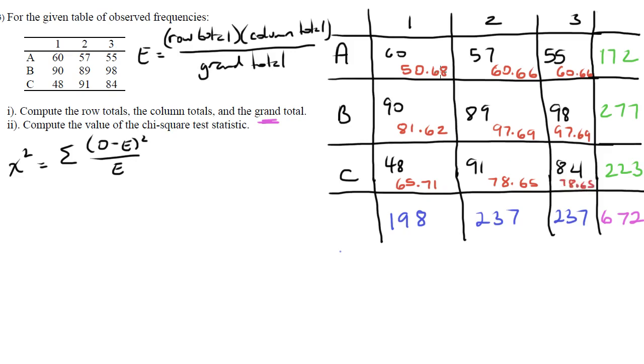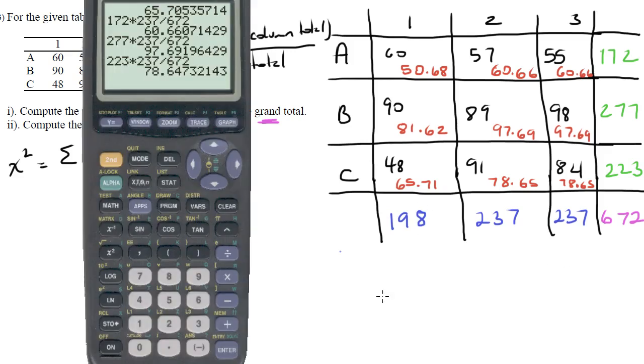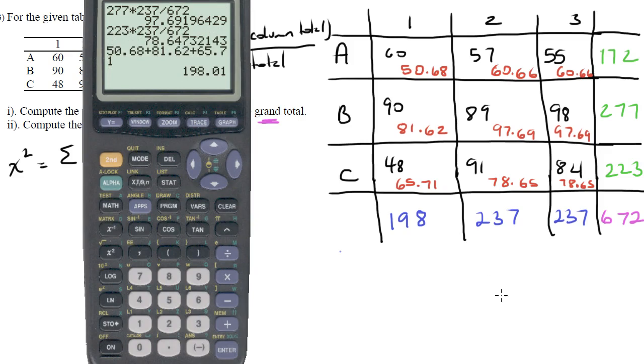If you want to check, if you add up the expected as well, you'll get the same totals. I'll just do one just to check. 50.68 plus 81.62 plus 65.71. That's going to give me that 198.01 because of rounding.